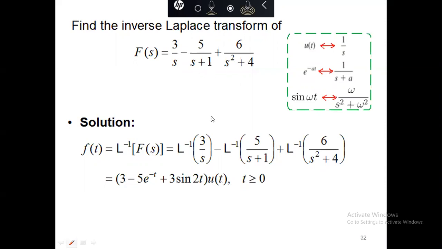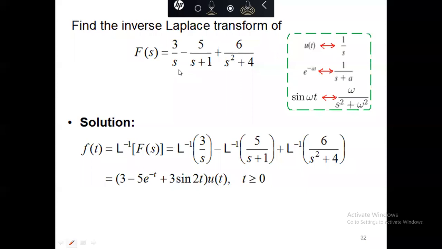What about the second part? We take the inverse Laplace transform of 5 over s plus 1. This is in fact minus 5 e to the minus t. Now we have plus 3 sine 2t u(t). So this is a Laplace transform pair with 3 sine 2t u(t), right? In that way we take the inverse Laplace transform.